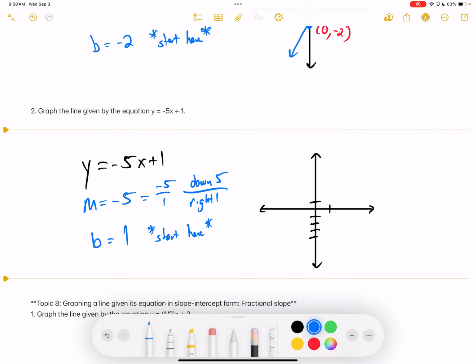All right, so I'm going to start at y equals 1, and then I go down 1, 2, 3, 4, 5. Whoops, don't put a dot there. Down 5 to the right 1. Okay, so I started at 1. I went down 5 to the right 1 and did what my slope says. Making a little bit of sense? Yes. Okay.